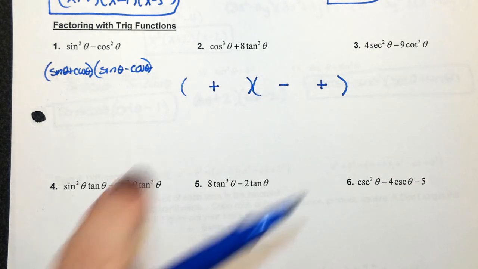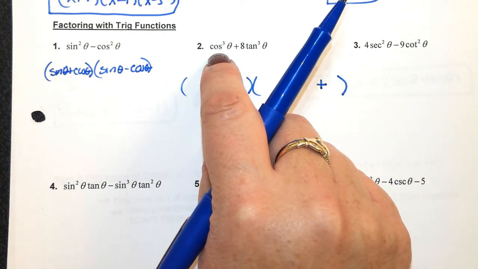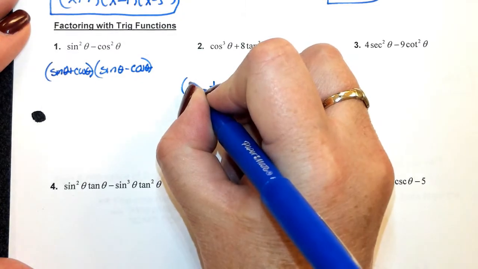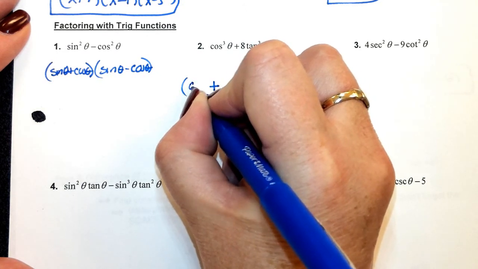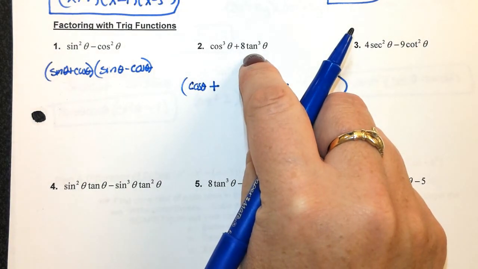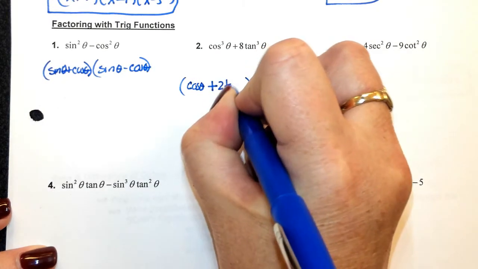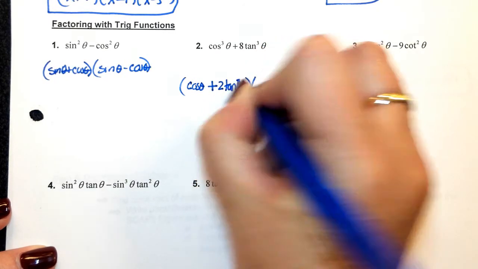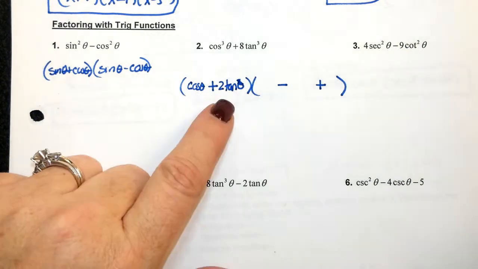Now, what is the cube root of cosine to the third? The cube root of cosine to the third is just going to be cosine. Now, the cube root of 8 tangent to the third. Well, what's the cube root of 8? The cube root of 8 is 2 times tangent to the third, so tangent theta. So there's your cube root.